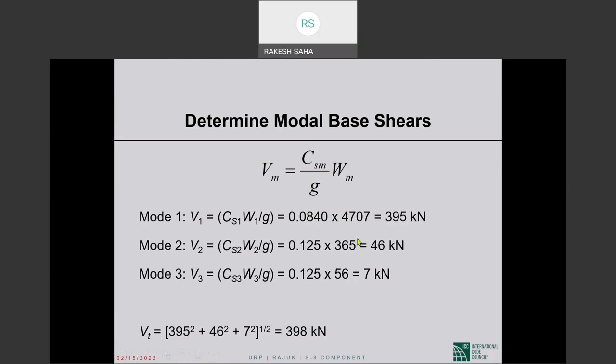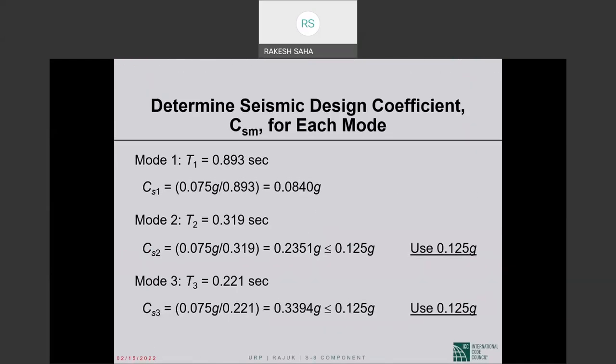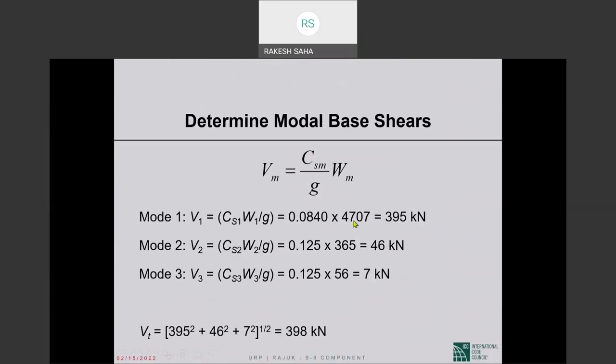So the V sub 1 comes to 0.840, the coefficient that we calculated here, and the modal mass is 4707, the calculated value. So 395 kilonewtons. The second mode base shear is 0.125 times the modal mass, 46 kilonewtons, and the third mode base shear is 7 kilonewtons. The dynamic base shear, as it is called, the square root of the sum of the squares of the three, comes to 398 kilonewtons.